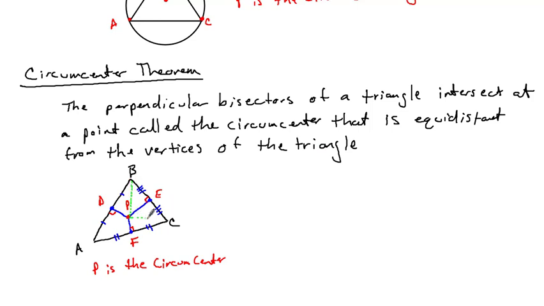is equidistant to the vertices. So if we're writing that down, we would say that PA is equal to PB is also equal to PC. Or we could say that segment PA is congruent to segment PB is congruent to segment PC. Okay, so that's the idea. The distance from P to A, P to B, and P to C is the same from the circumcenter.